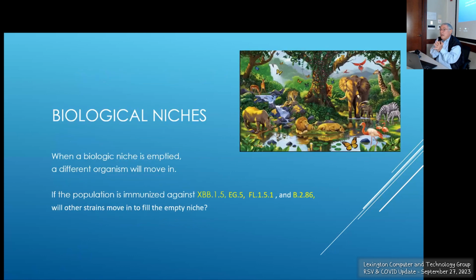Now I'm going to just talk about an ecological principle, about biological niches. When a biological niche is emptied, you get rid of what's living there, a different organism will move in. So if these lions that are kind of monopolizing the water supply here move out, some of the animals can move in, another animal will move onto this little pod here. It will not remain vacant. So if our population is immunized against XBB15, EG5, FL151, and BA286, will other strains move in to fill the empty niche? It's actually like a peaceable kingdom.